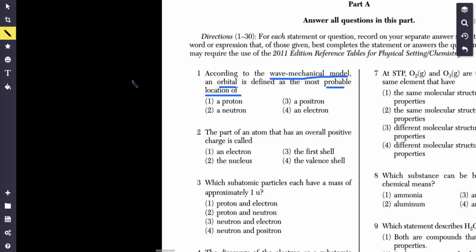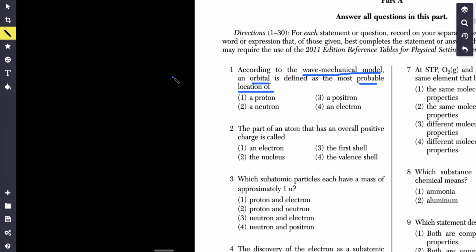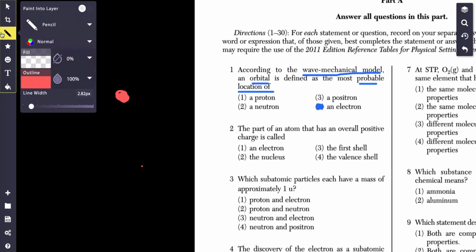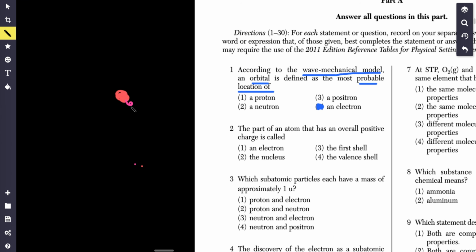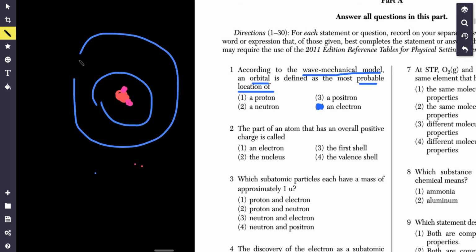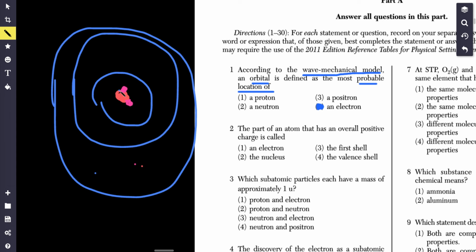Well, these types of questions, if you don't know them, you don't know them. If you know them, you know them. The answer for this one is an electron. Normally you see models of the atom looking somewhat like this. Let's say this is the nucleus of your atom with your protons and your neutrons, right? And then on the outside, you have outer shells. You might see atoms drawn like this.